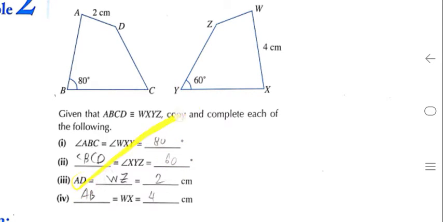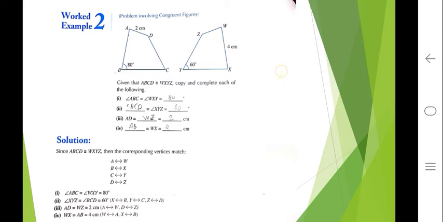AD equals what? AD will be equal to this WZ, which is 2. And what is equal to WX? AB, which is 4 centimeters. You can look at the solution and how they match the first figure with the second figure.